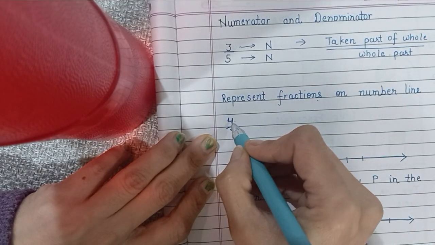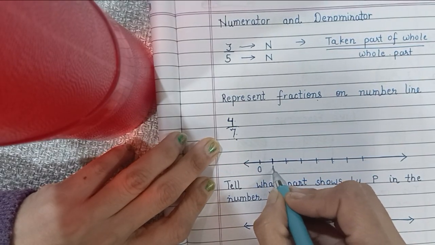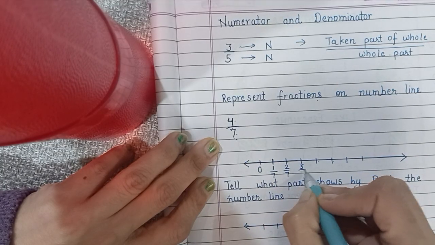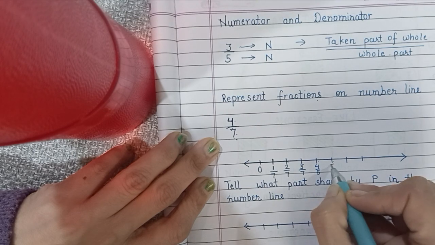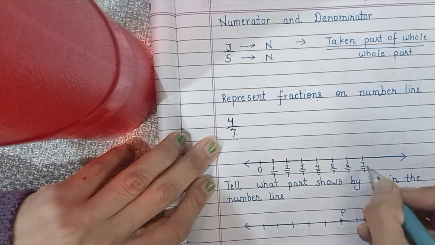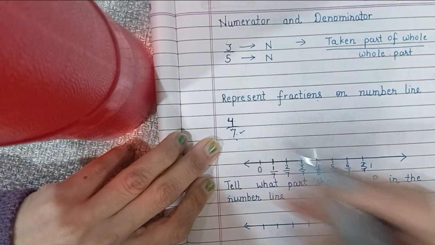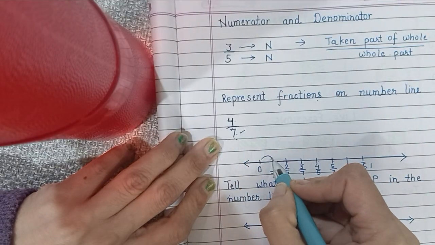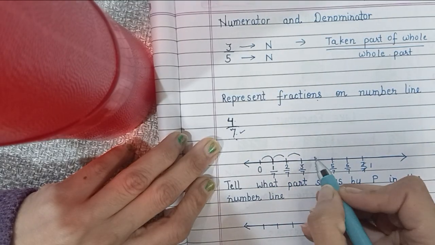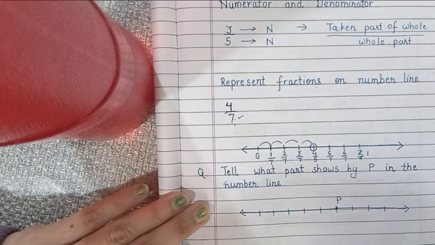now you have to find the 4 by 7 fraction. Now this is the first part, 1 by 7. This is the second, 2 by 7, 3 by 7, 4 by 7, 5 by 7, 6 by 7, 7 by 7. You can write 1 here also, because when you cut, it shows the whole part. Then this is your 1 by 7th part. This is your 2 by 7th part. This is your 3 by 7th part, and this is your 4 by 7th part, here lies the 4 by 7th part.